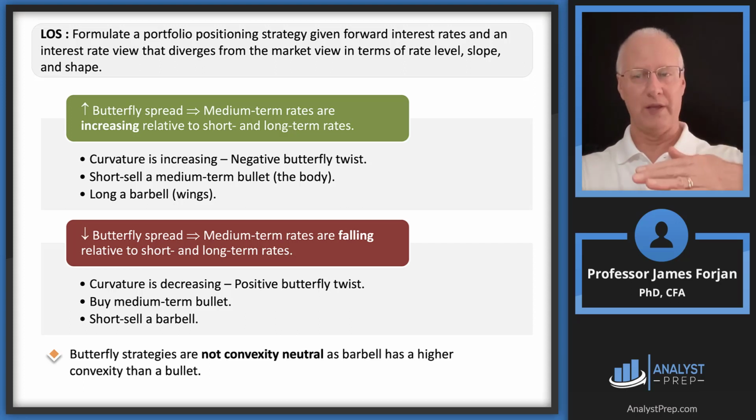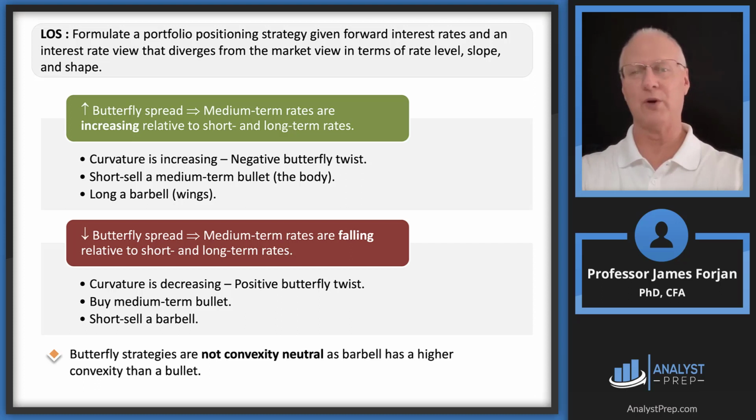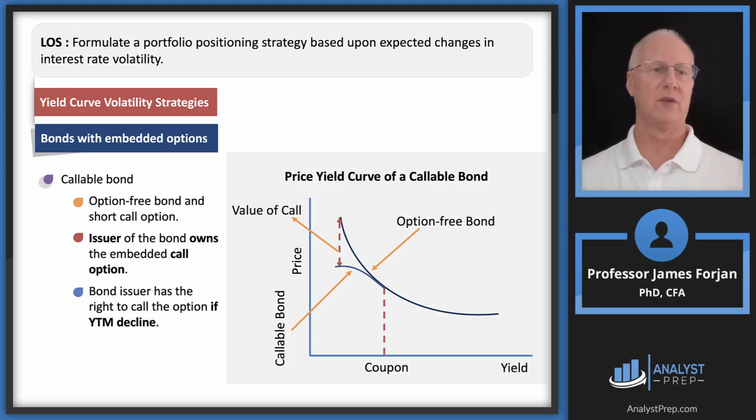Now remember, what the Institute is going to do in this question stem, they're going to have a client or an analyst, let's say his name's Jeff, and Jeff makes the following observations. And the question says, do you agree or disagree with Jeff? Butterfly strategies are not convexity neutral, as a barbell has a higher convexity than a bullet. That was on a previous slide, so that makes perfect sense.